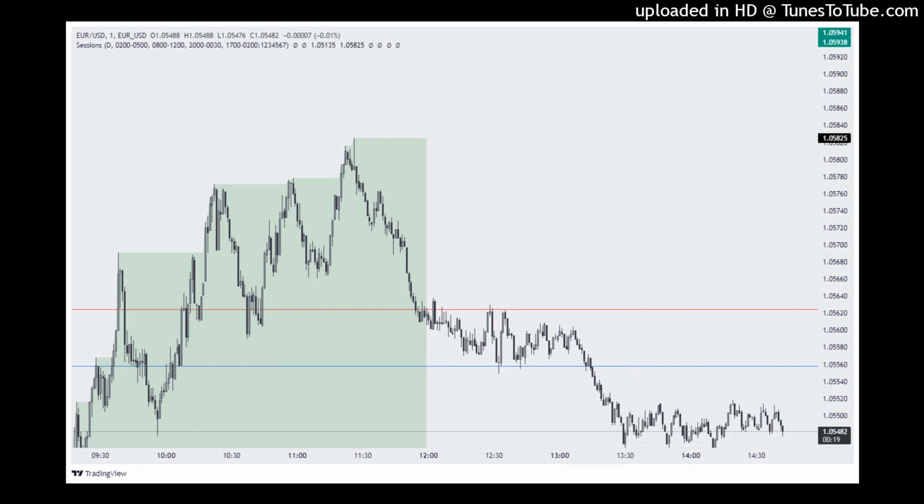US dollar CHF, let's see. It's not super interesting, and I also don't really want to do anything right here, to be honest.